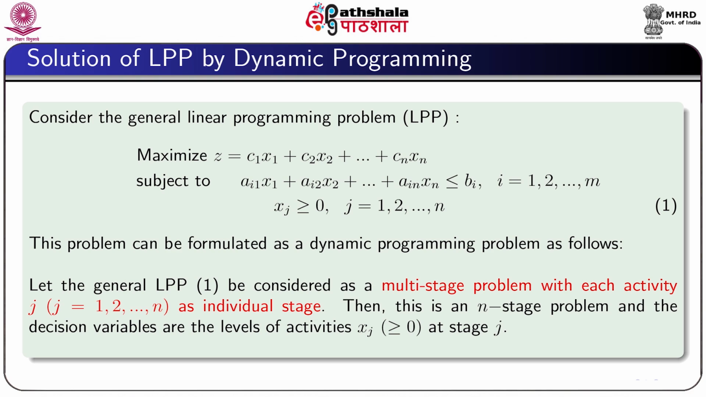Let the general LPP 1 be considered as a multi-stage problem with each activity j as an individual stage. Then this is an n stage problem and the decision variables are the levels of activities x j at stage j. As x j is continuous, each activity has an infinite number of alternatives within the feasible region.